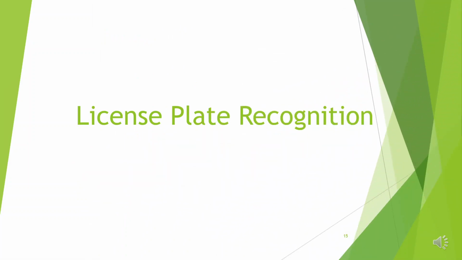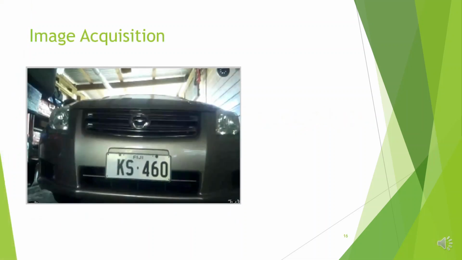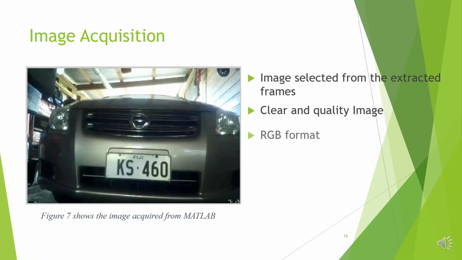Thank you, Tawake. Moving on, the next step is where the license plate recognition for the vehicle will be discussed. This is a 5-step process which will be discussed on the following slides. Starting off with the first step, which is image acquisition. One of the many frames that were extracted earlier was selected and inserted into our MATLAB program using a graphical user interface. The Pi camera used earlier was able to capture a clear and good quality image as seen in figure 7. Also note that this is in RGB format, which will show relevance in the next slide.